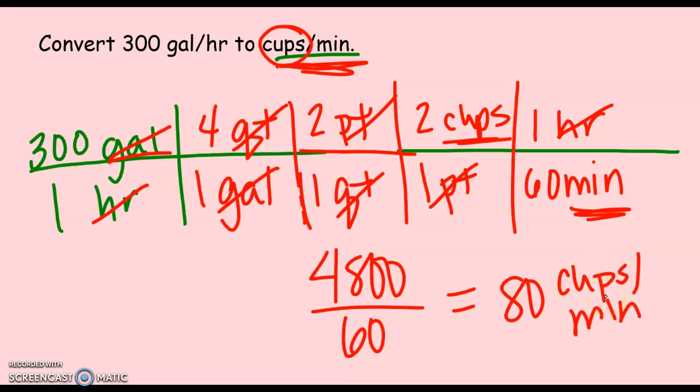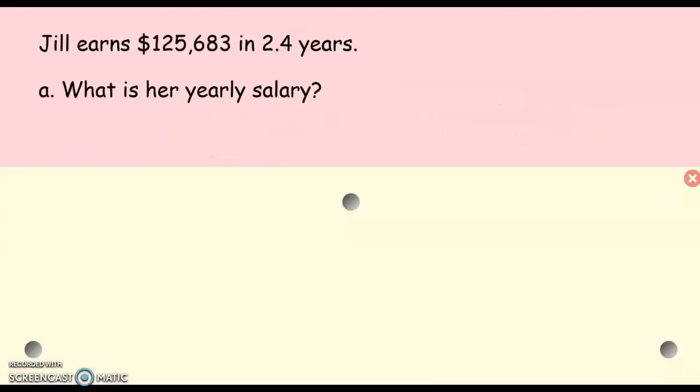So if I'm filling up a pool and it goes to 300 gallons an hour, that means I'm filling up with 80 cups per minute, which is a very large hose. Okay, moving on. This one is all about money.